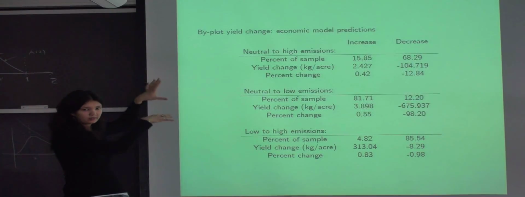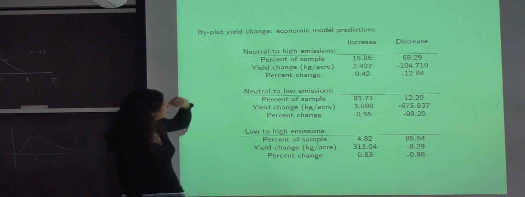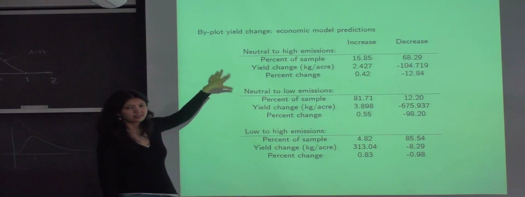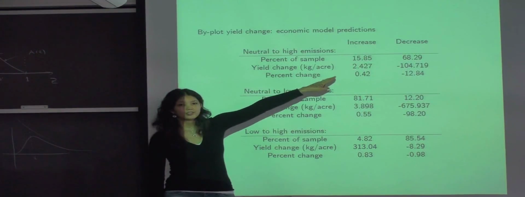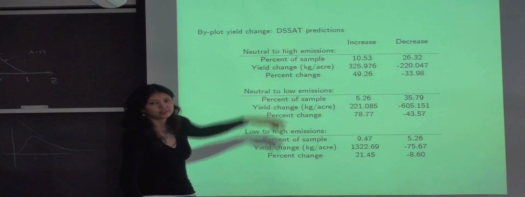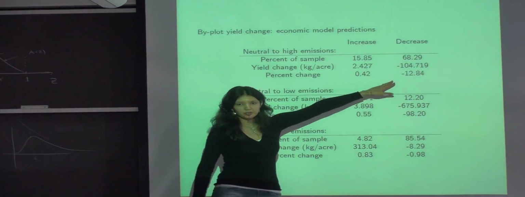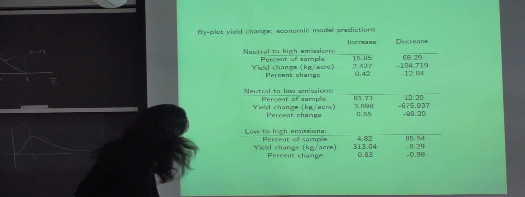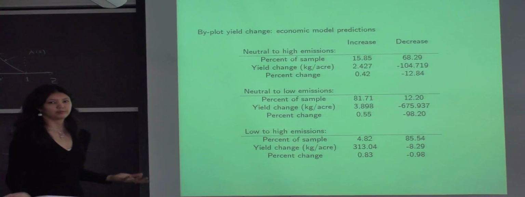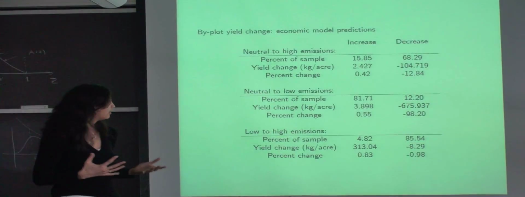So the table is constructed in the same way. According to the model, first we see that the percent of plots that experience a decrease in yields under the high emissions scenario more than doubles compared to DSAT. Under DSAT it was about a quarter of the sample, and now it's almost 70%. However, the magnitude of the decrease is much smaller according to the model. It was like 34% as opposed to 13%. So more plots are affected, but the magnitude of the decrease more than halves.